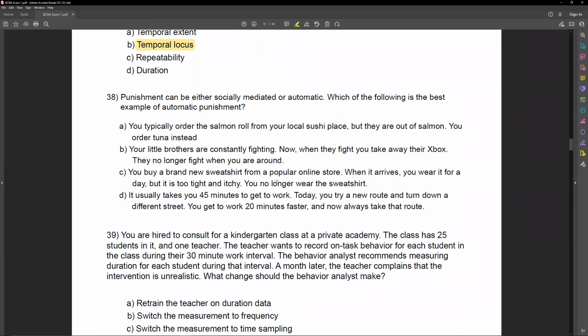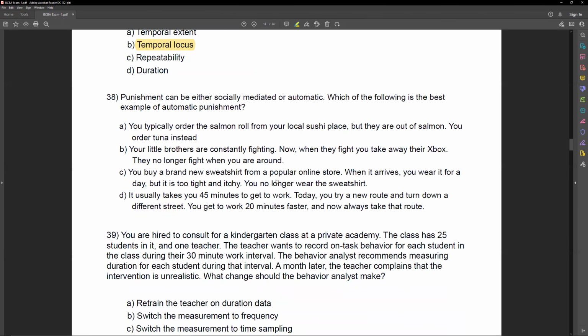38, punishment can be either socially mediated or automatic. Which of the following is the best example of automatic punishment? What's the difference between socially mediated and automatic? Automatic, there's one person involved. Socially mediated, there's the learner and another person or persons involved. We're looking for the example of automatic punishment. We need the example where only one person is involved. That is your giveaway. When you're going through your answer choices, only pick the scenario with one person, okay?